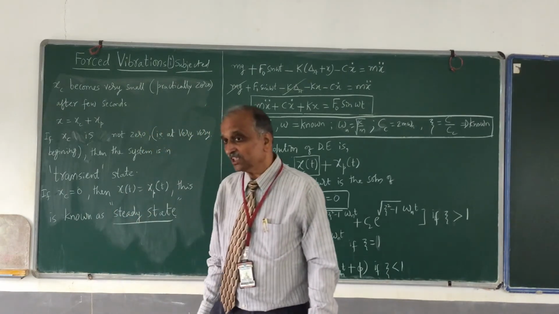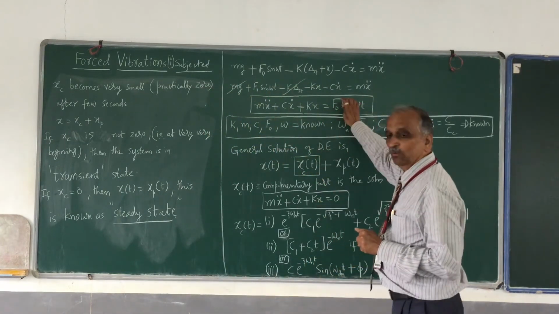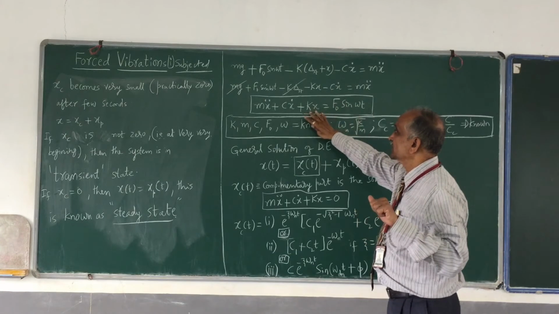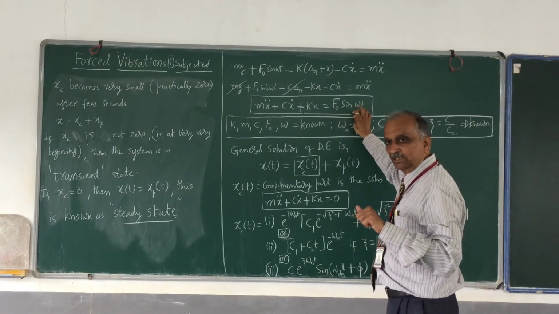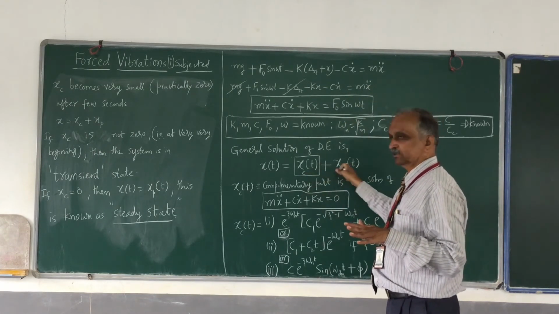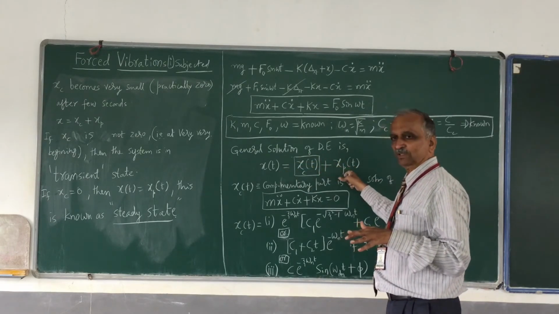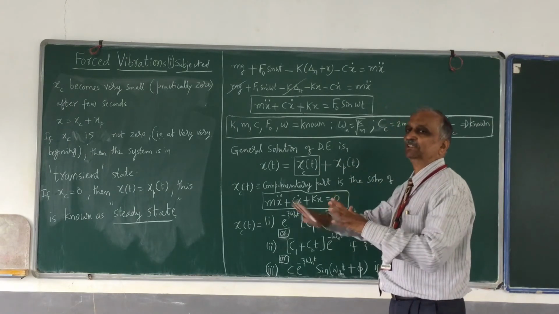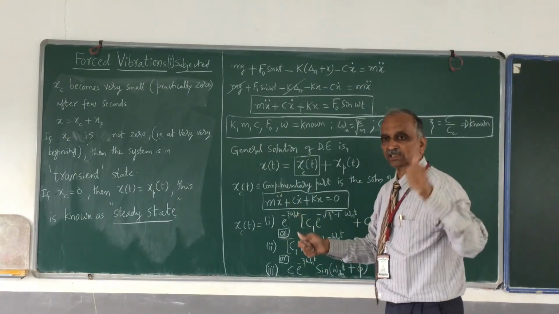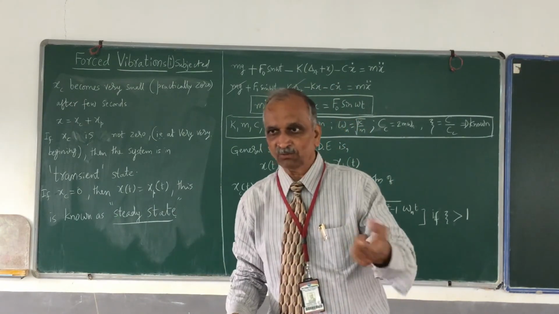We are interested in studying what is called the steady state solution of this equation. We want to know the steady state solution of m x double dot plus c x dot plus k x equal to f naught sine of omega t. The actual solution is the sum of these two, but very soon xc becomes 0. In that case, x of t is equal to xp of t. That state is called steady state. The system has reached a steady state. So for that steady state, what is the solution? How are the vibrations taking place? That part of study is called steady state vibration.